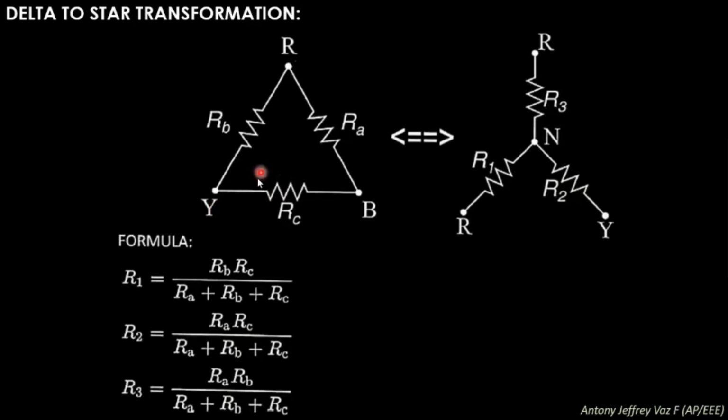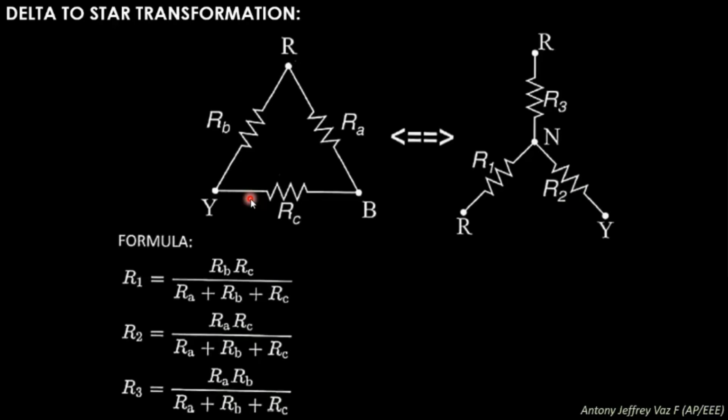You can see this is the delta connected load. Here all the three ends are connected. This terminal is connected with this terminal and this terminal is connected with this terminal and this terminal is connected with this terminal. So you will get a triangle and the three ends of the triangle are known as R, B and Y. So this triangle looks like a delta, so it is named as a delta connection.